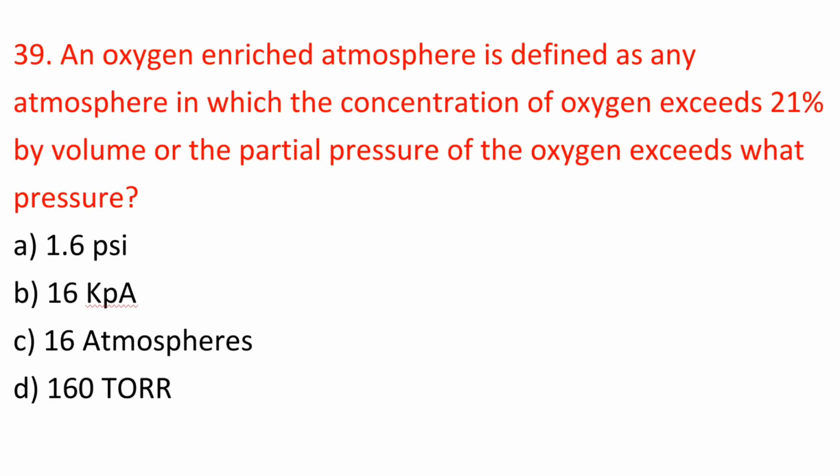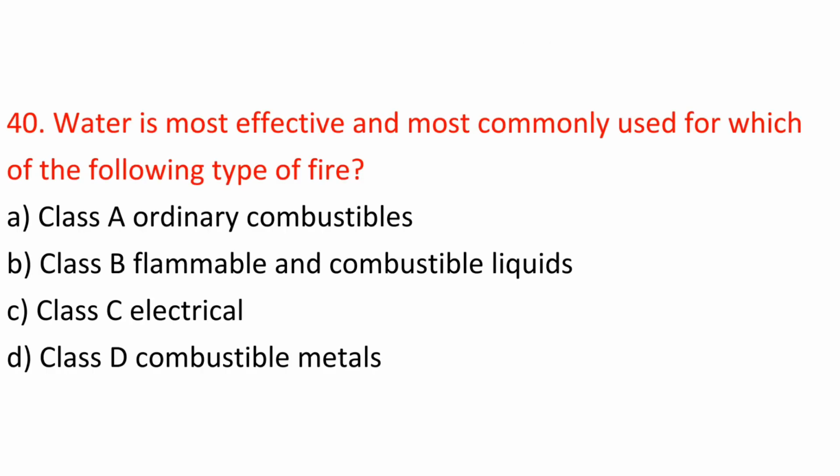Question 39. An oxygen-enriched atmosphere is defined as any atmosphere in which the concentration of oxygen exceeds 21% by volume or the partial pressure of the oxygen exceeds what pressure? A. 1.6 pounds per square inch. B. 16 kPa. C. 16 atmospheres. D. 160 torr. Answer. D. 160 torr.